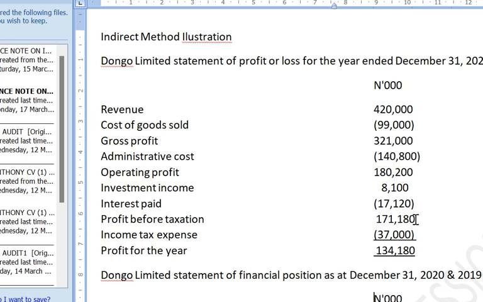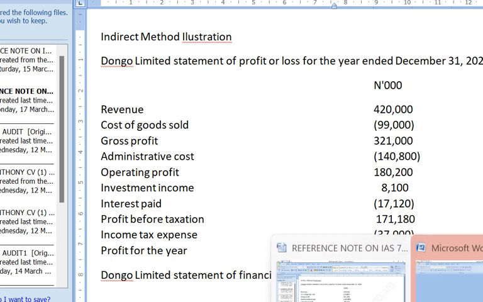What is it called? Management accountant. They will always remove it because they consider it as an expense, and then they will go ahead and take tax on it. So please, somebody should help me punch 17,120 plus 171,180 and tell me what exactly we have. We should have 188 thereabout, please.